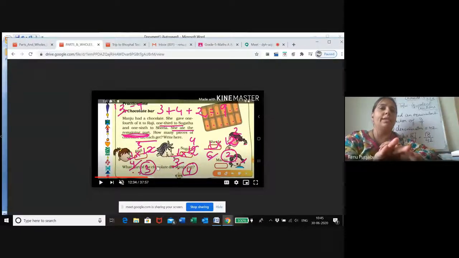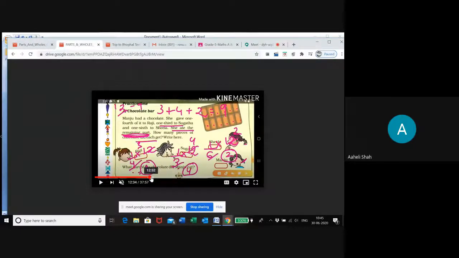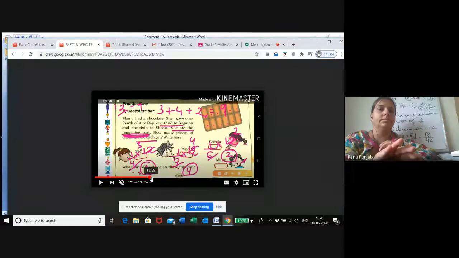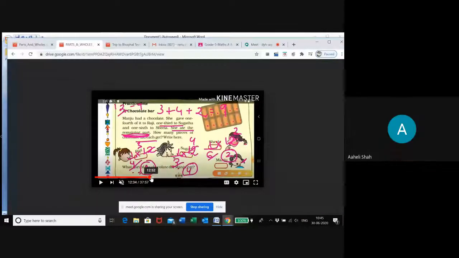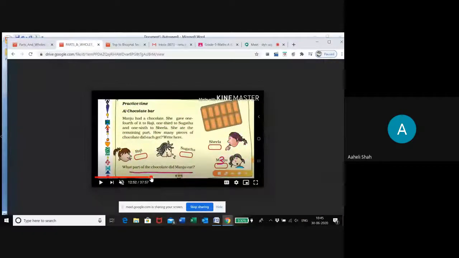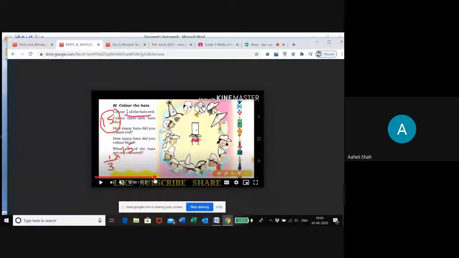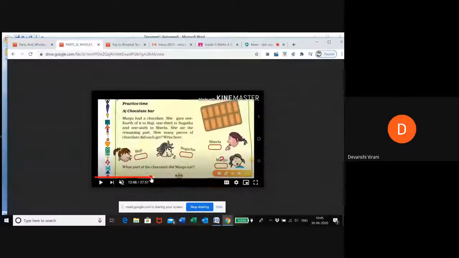Now, what part of the chocolate did Manju give? Ma'am, can you please teach it again? On the screen, everything was above, and I couldn't see properly because of the pink. Okay, no problem.